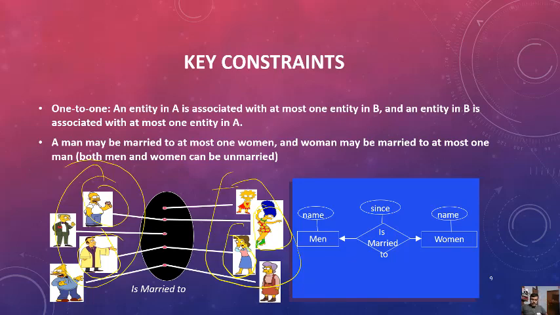A man is married to one woman. Others are the same. So this is the relationship and how to represent this relationship in an ER diagram.